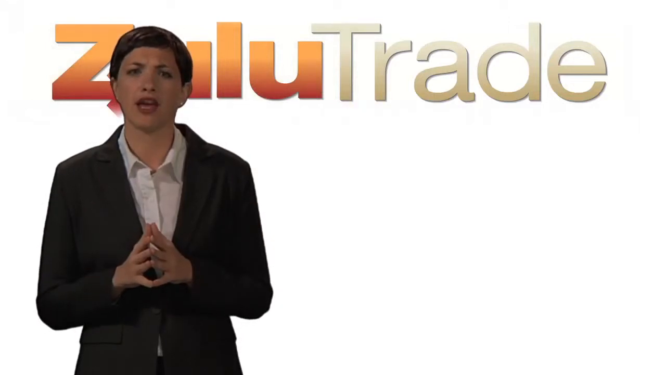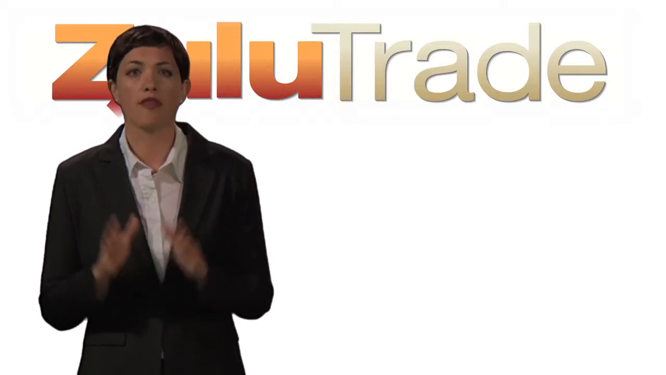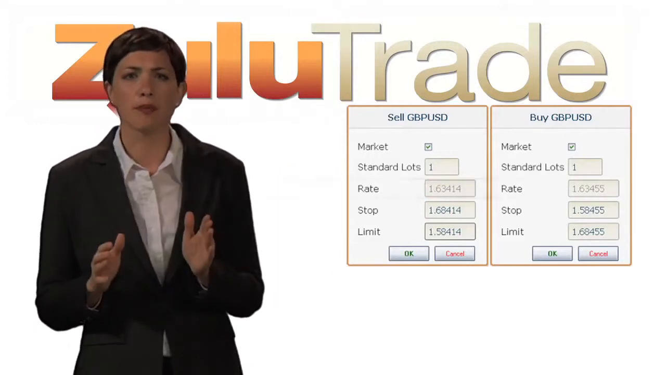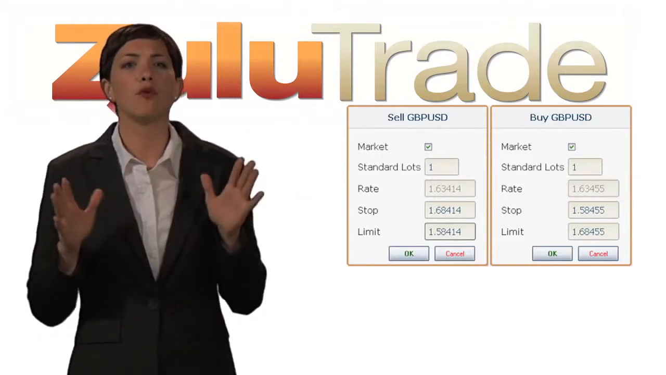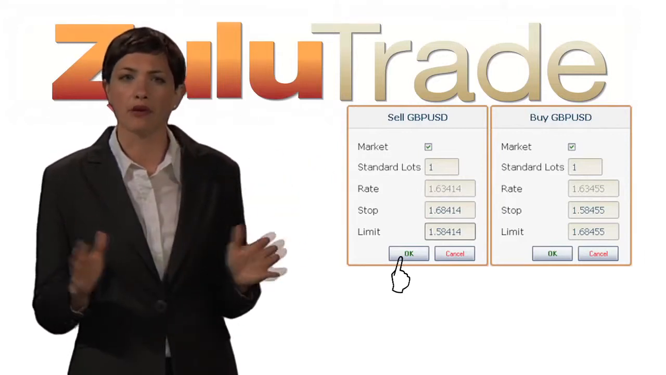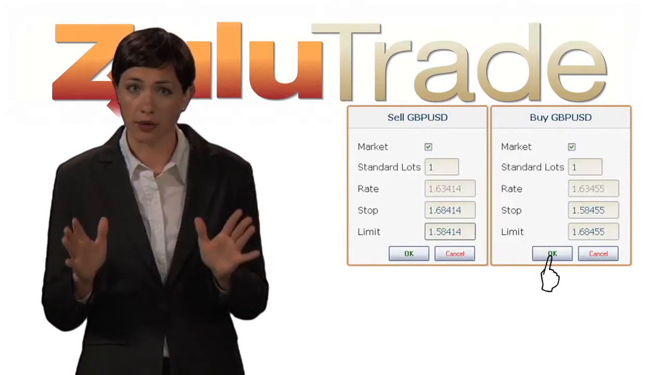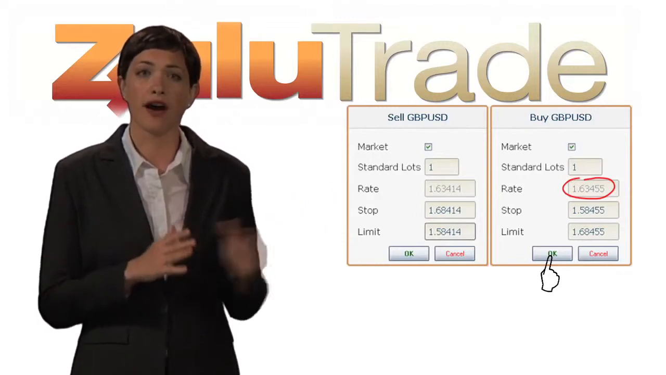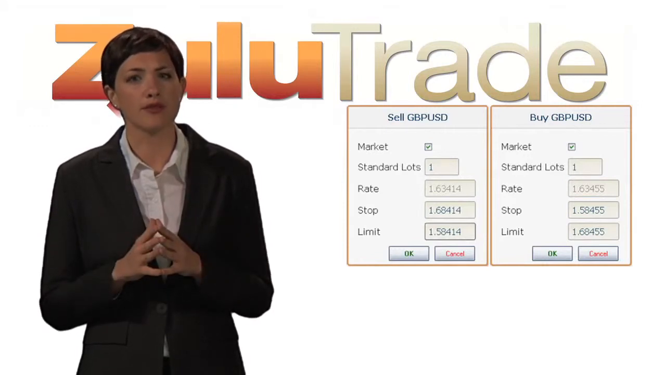To better understand this, let's look at an example of a trade. For the pound US dollar pair, the bid price is 1.63414, and the ask price is 1.63455. If you want to sell pounds, you click the price on the sell column and you will sell pounds at 1.63414. If you want to buy pounds, you click the price on the buy column and you will buy pounds at 1.63455.